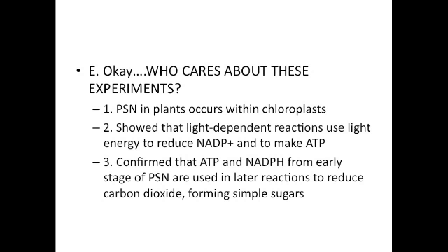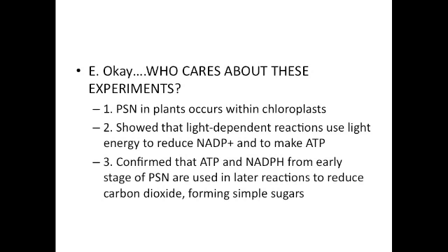Now, probably at this point, you're just like, okay, Mrs. E, who cares about these experiments? Well, there are three really important things from all these experiments, especially the last couple. One is that photosynthesis in plants occurs within the chloroplast. So now we have a location of where this process takes place.